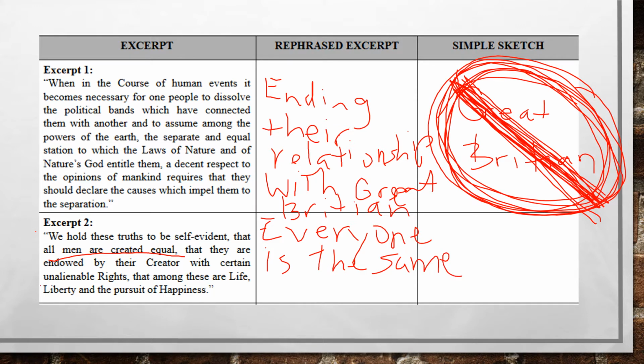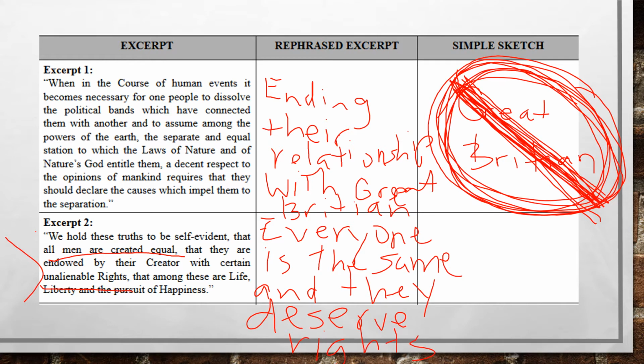And they have certain unalienable rights, which means they deserve rights. So this big long excerpt just means that everyone's the same and they deserve rights. So we're just going to put a bunch of people here to remind us of this part. That everybody's the same, they have the right to be happy.